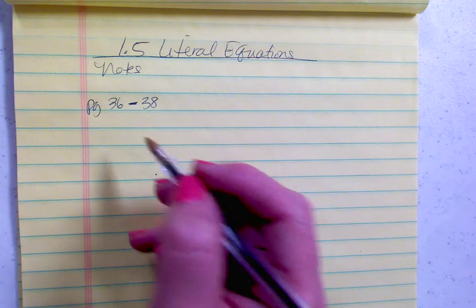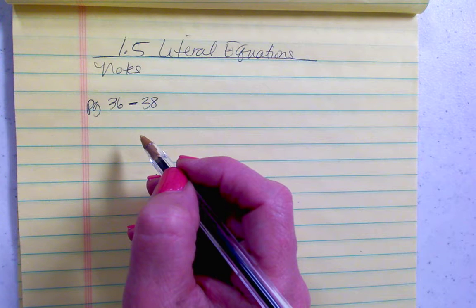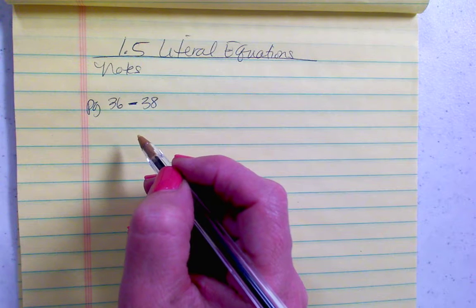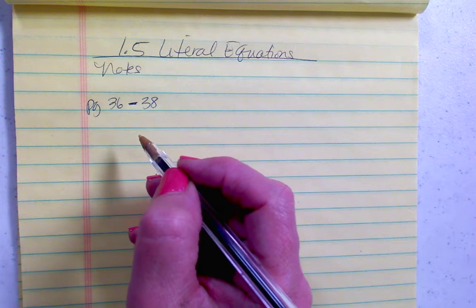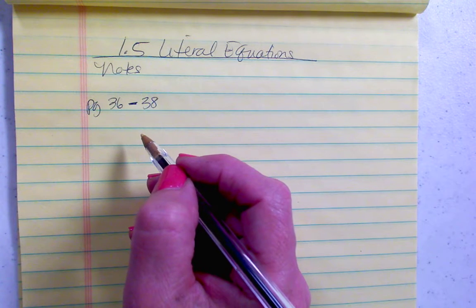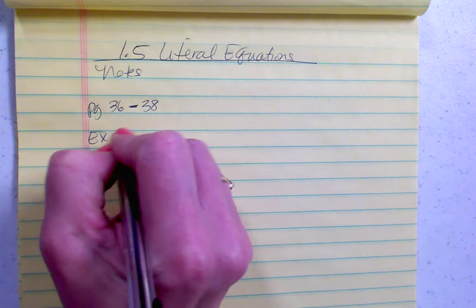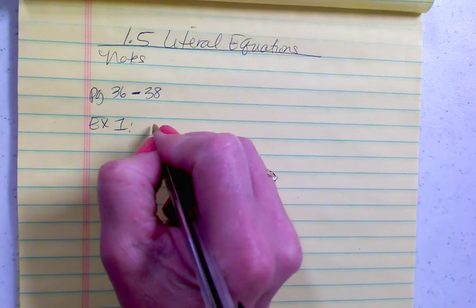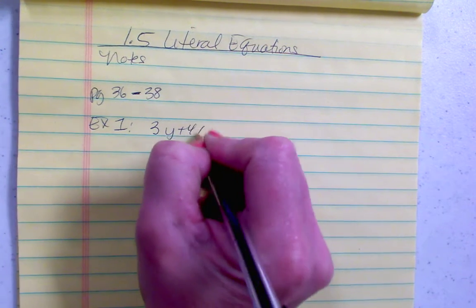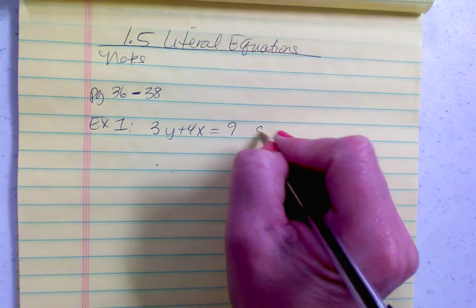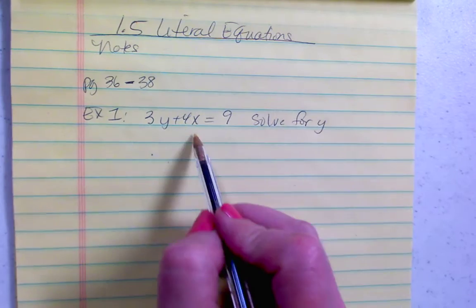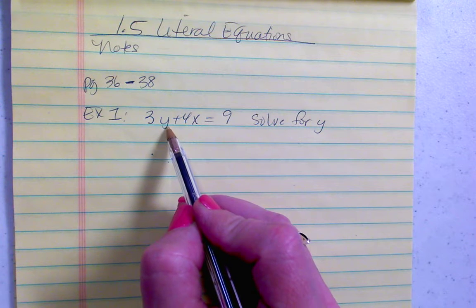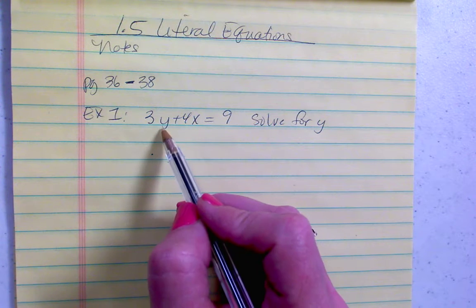So a literal equation is basically when you usually have two or more variables, and you're just solving for a variable. You will not have an answer that is just one solution. You won't get a number for it. So for example 1, you have 3y plus 4x equals 9, and you want to solve for y, meaning you want y totally by itself. So looking at that equation, what do you have to do to get y by itself?